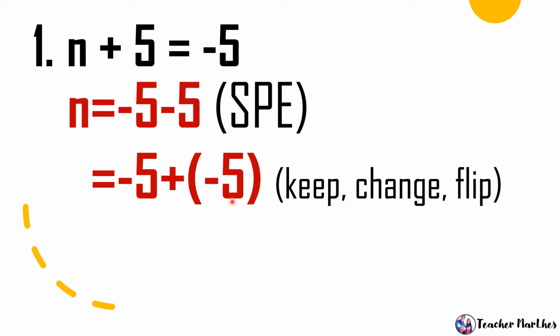Then we have the rule in adding integers. Same sign, we will add and keep. So, negative, then 5 plus 5 is equal to 10. So, the answer is negative 10.